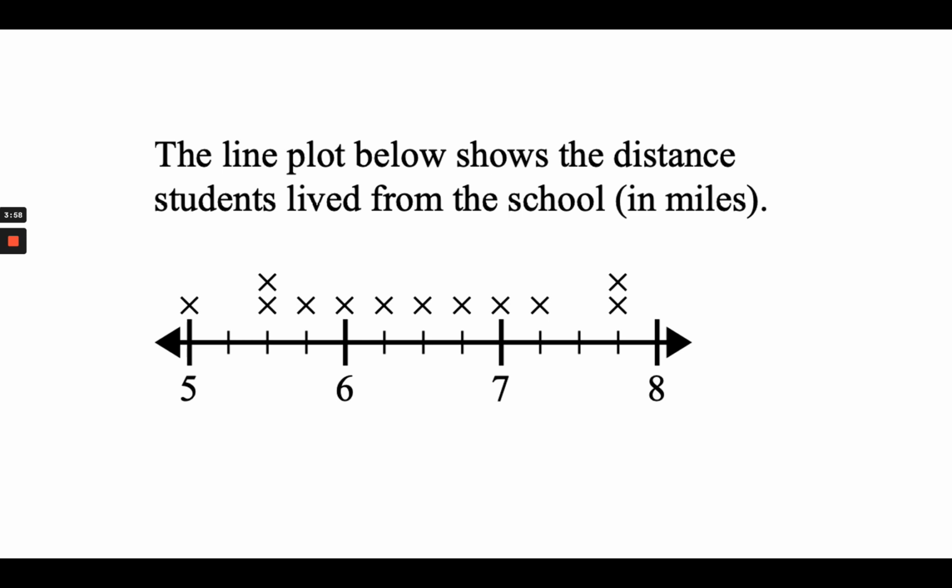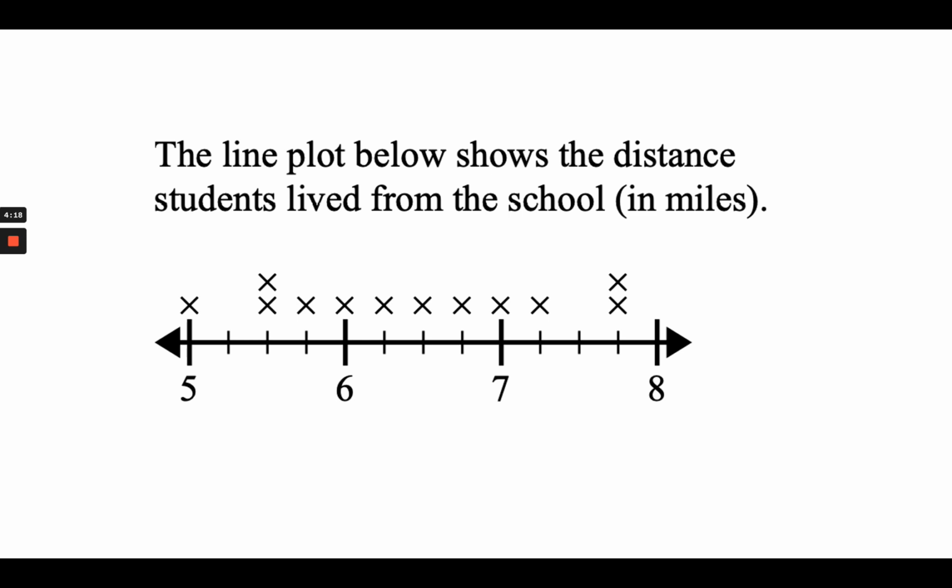The next question is, how many students live 6 or more miles from school? I'm going to start at my 6, and I'm going to count my X's. I have 1, 2, 3, 4, 5, 6, 7, 8. So there's a total of 8 students that live 6 or more miles from school.